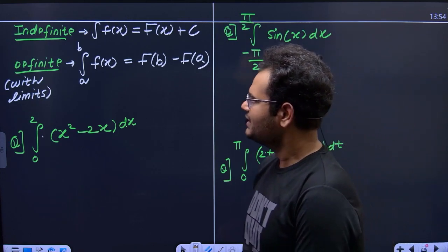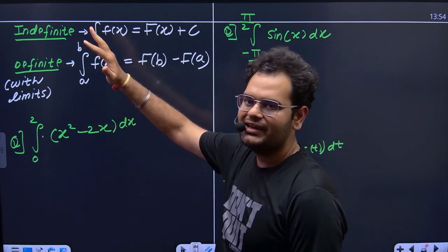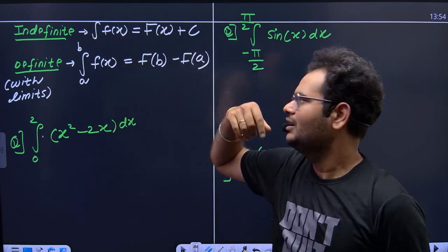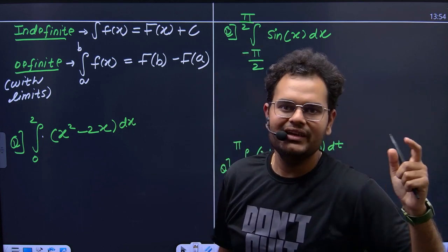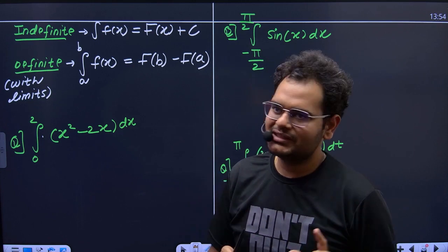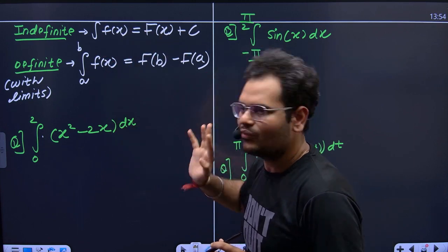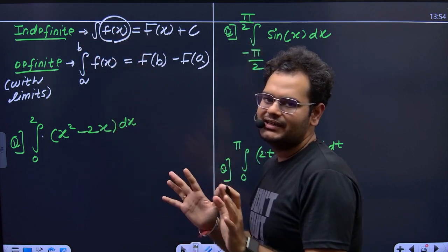And what is the next part, sir? There are 2 types of integration. One is called indefinite. Indefinite means what? You went to play cricket, you don't know when you will come, so you don't have any limits, right? So this is called indefinite. Whenever I want to integrate any function and there are no limits, then that is indefinite integration.